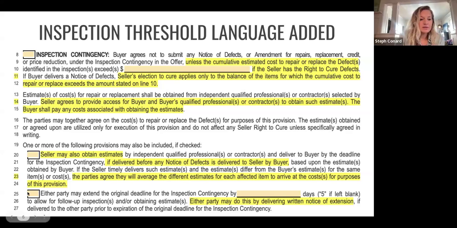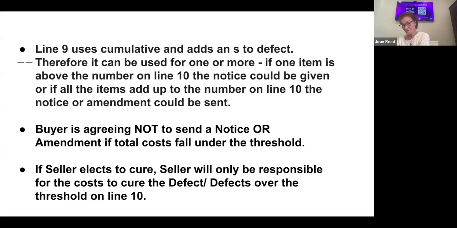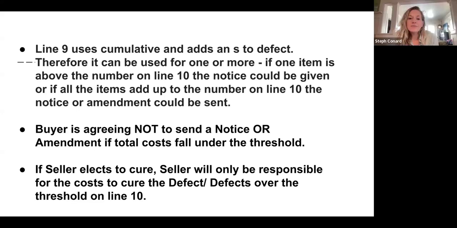So now I'm going to continue on. Line 9 uses the cumulative and adds an S to the defect. So, okay, it can be used for one or more. So if one item is above the number on line 10, the notice could be given, or if all items add up to the number on line 10, the notice or amendment could be sent. So it's either or.